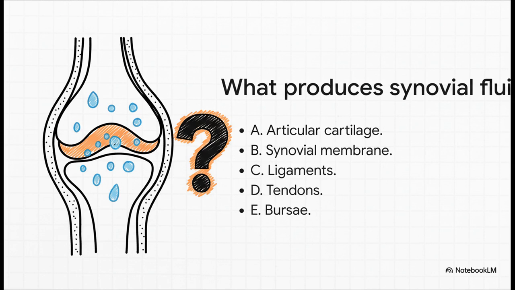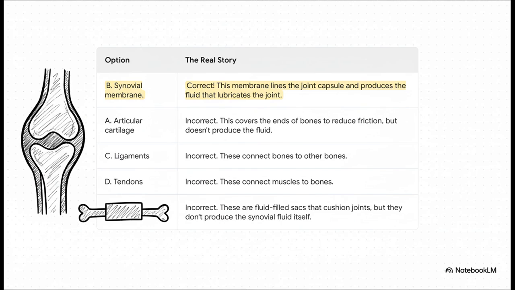This is it, your last chance to guess. And the final answer is B, the synovial membrane. That's the one. It's this special lining inside our joints that's responsible for making that all-important fluid. It's really easy to mix up all these different parts, but this lays it out so clearly. Cartilage is the smooth cap on the bones. Ligaments connect bone to bone, and tendons connect muscle to bone. Each one has its own specific and super important job.